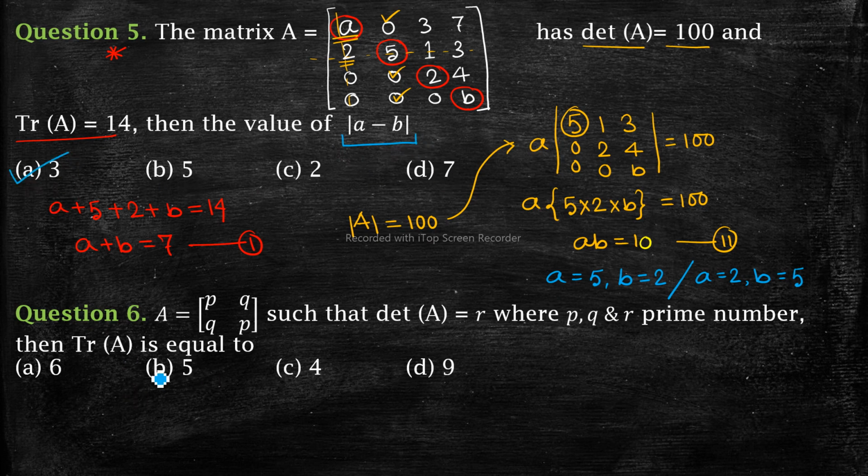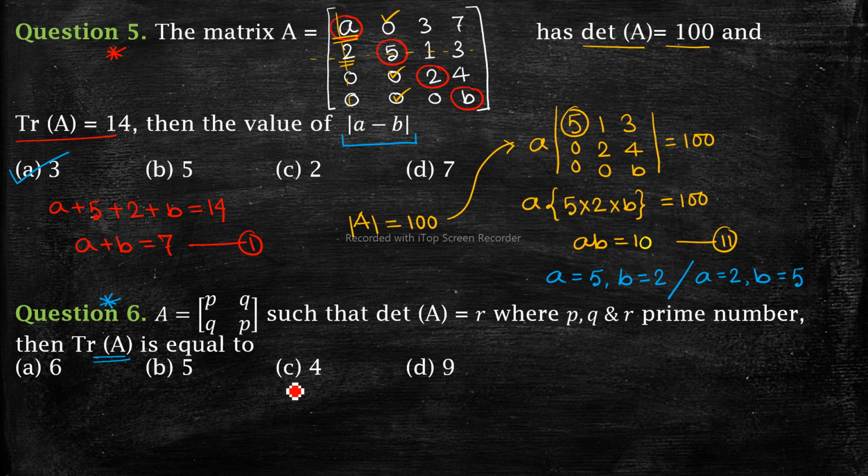Got the points? Now look at question number 6. It is also a very important question. How is it? A is given, determinant value is given, we have to find out trace of A. Trace of A, very important question. You can see over there, very important question. How is it?